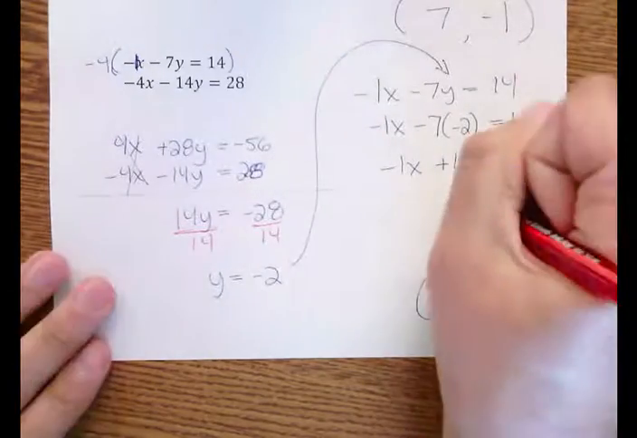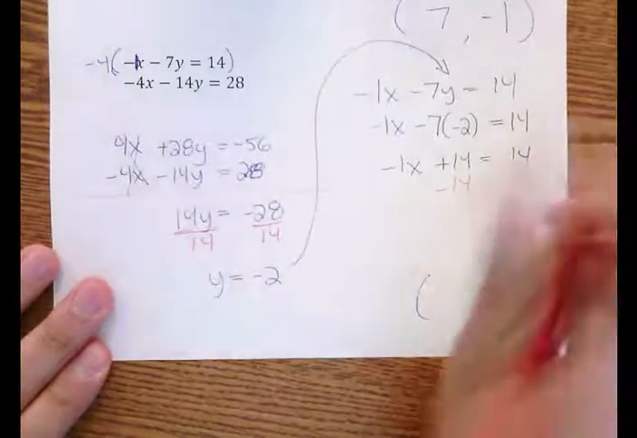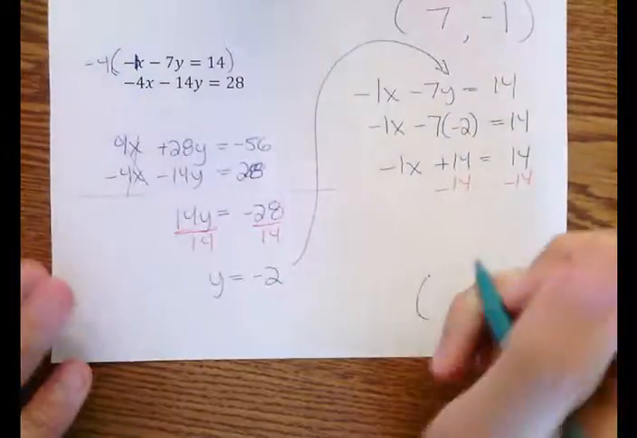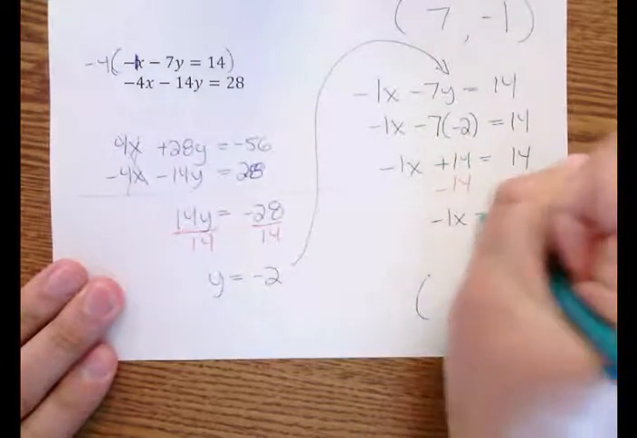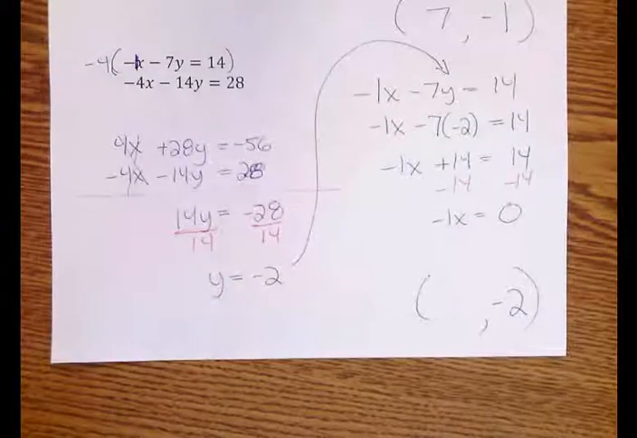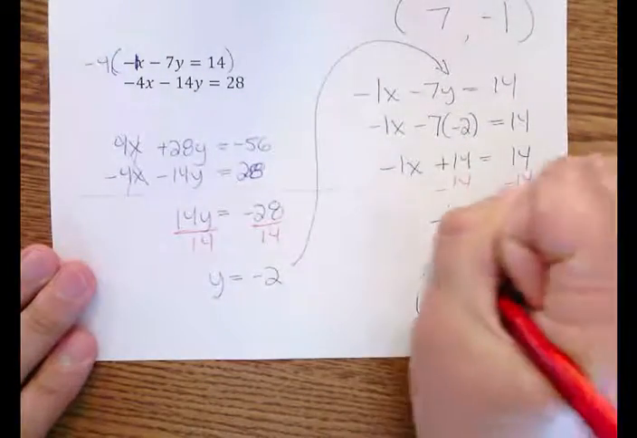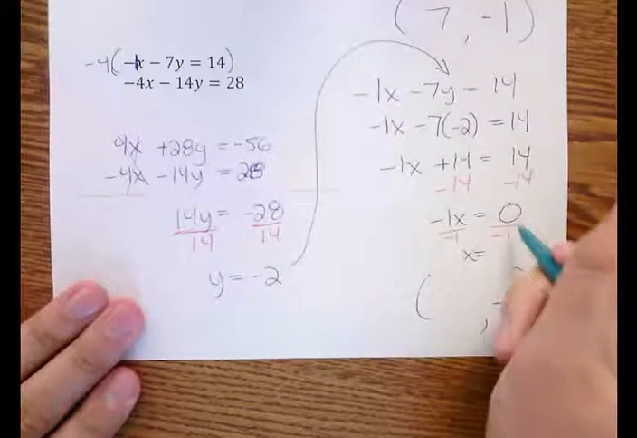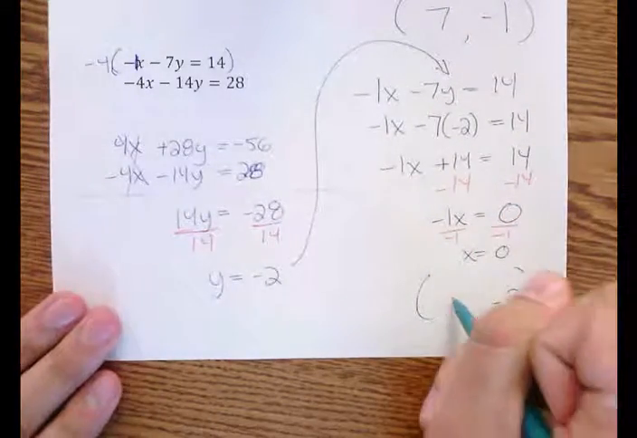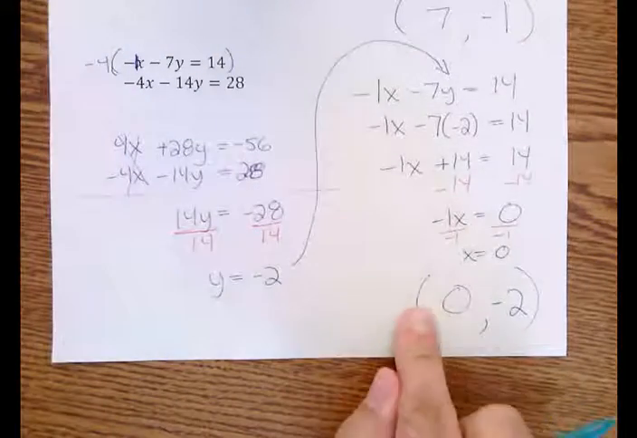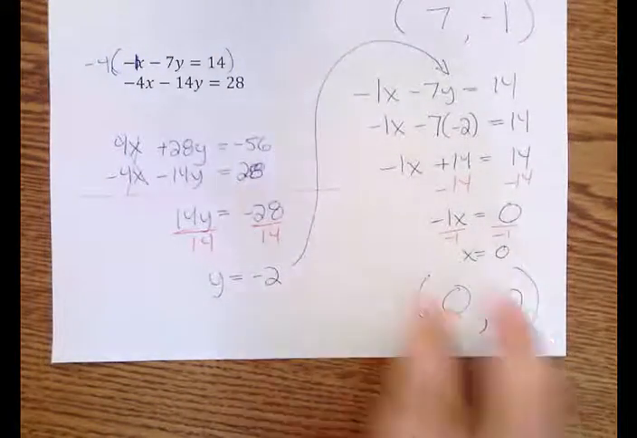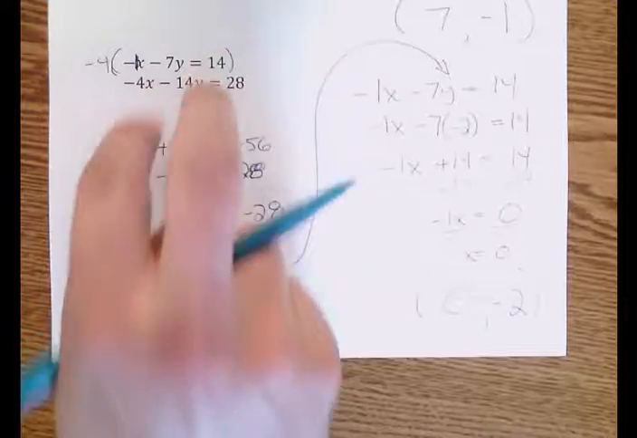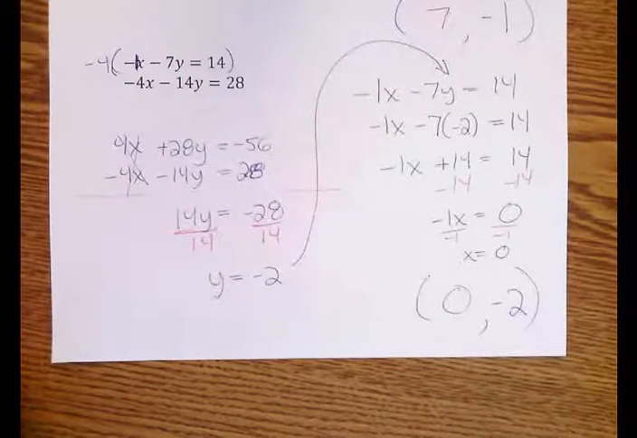Pretty quickly here, solving for x, you would subtract the 14 over to the opposite side. That leaves us with negative 1x equals 0. Then divide by negative 1, and you end up with x equals 0 divided by negative 1, which is 0. So we get the solution 0, negative 2. We can take this, plug it in for x and y, and check to make sure it works. And that was solving a system of equations by elimination.